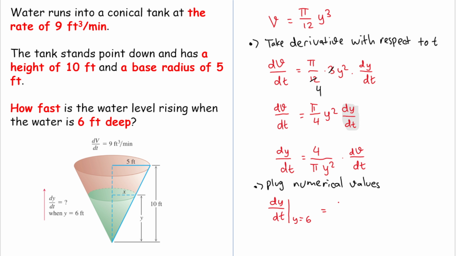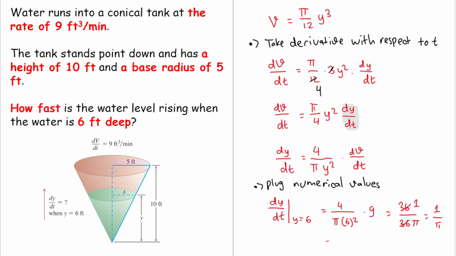So we'll have 4 divided by pi. And remember that y here is 6, so we'll have 6 squared multiplied by dV dt. And remember the rate at which the water goes into the tank is constant, so I will have 9 there. We will have 4 multiplied by 9, that will be 36, divided by 6 squared, which is 36, times pi. So 36 and 36 will be cancelled into 1. So we will have 1 over pi.